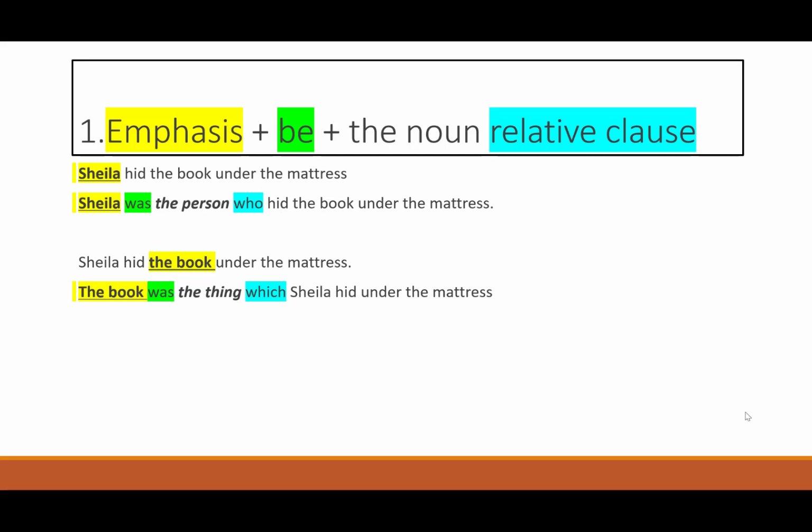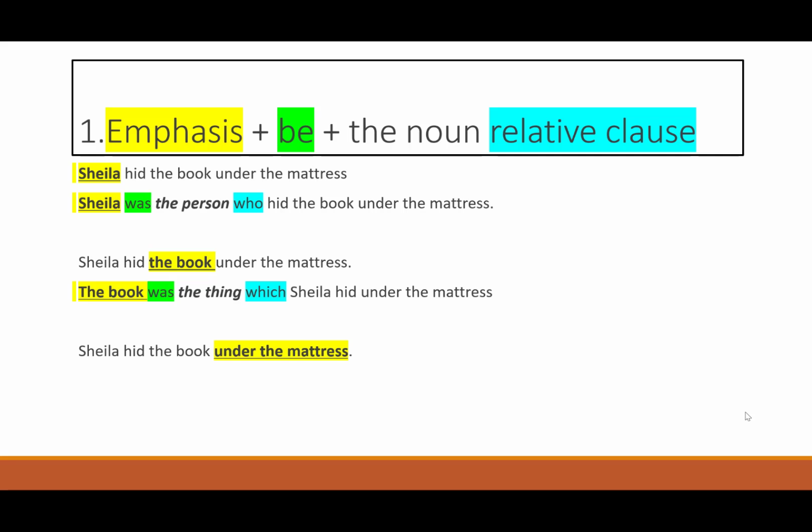And then, because the book is a thing, we use the thing. For the relative pronoun, we do not use who anymore, because who is for a person. For a thing, we use which. Then you continue the sentence. Which Sheila hid under the mattress. The result becomes, the book was the thing which Sheila hid under the mattress.